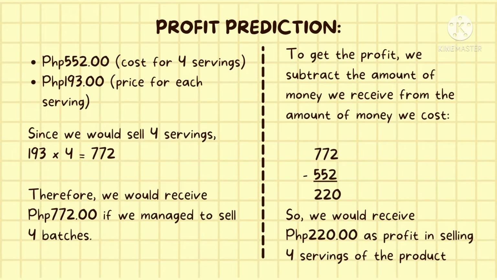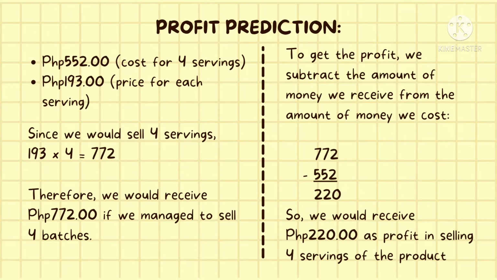Now we are going to predict our profit. Based on our computations, we already know that the cost for 4 servings is 552 pesos and the price for each serving is 193 pesos. And since we would sell 4 servings, we multiply 193 and 4, where 193 is the price for each serving and 4 is the amount of servings we would sell, which will give us the answer of 772. Therefore, we would receive 772 if we managed to sell 4 batches.